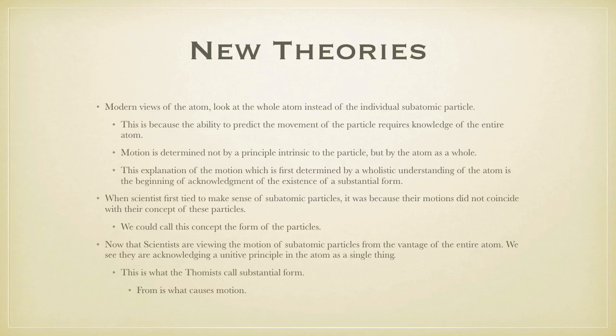This is the beginning of acknowledging the atom, not as a conglomerate of parts, but as having a unifying principle that makes the atom one single thing. This is what Thomists call a substantial form, or as was clearly stated in St. Thomas's commentary on Aristotle's Physics, it is the substantial form of an object that determines its motion.